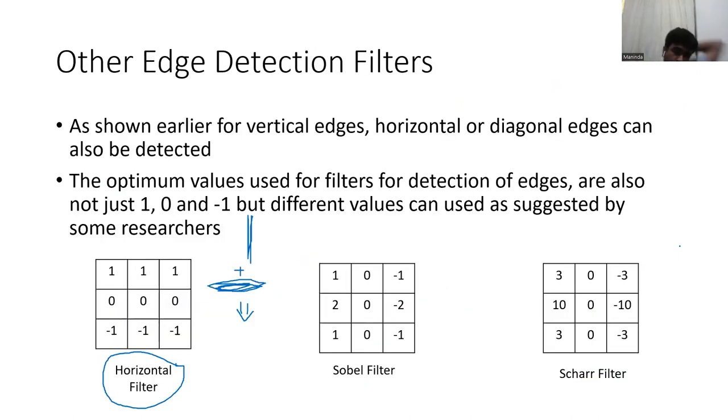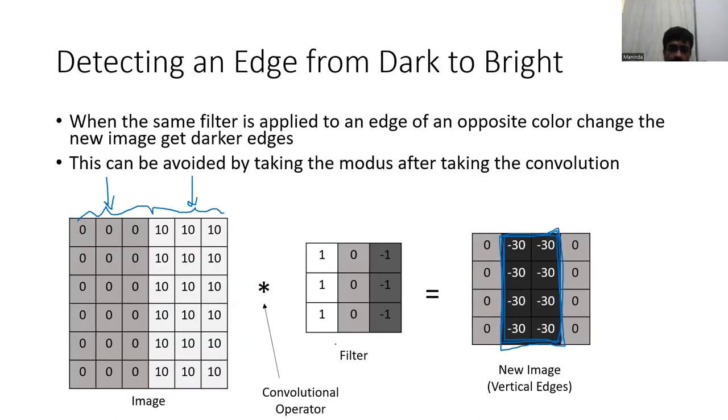Okay, so this is not the only way you can generate the edges of an image. So how many pixels should be there in the filter? In this case we have used the 3x3 filter, right? But sometimes you can use much higher numbers, like 5x5, 7x7, 9x9, and much larger filters as well. And also you can change the values of these filters as well. For example, in the earlier case, for the vertical filter, we have used 1, 1, 1, 0, 0, 0, and minus 1, minus 1, minus 1.